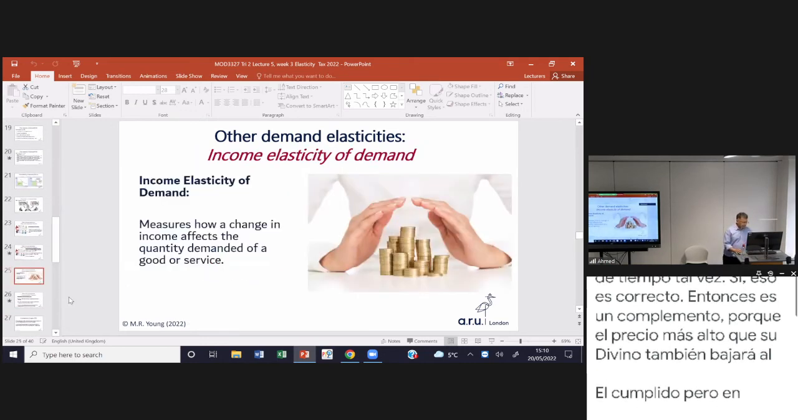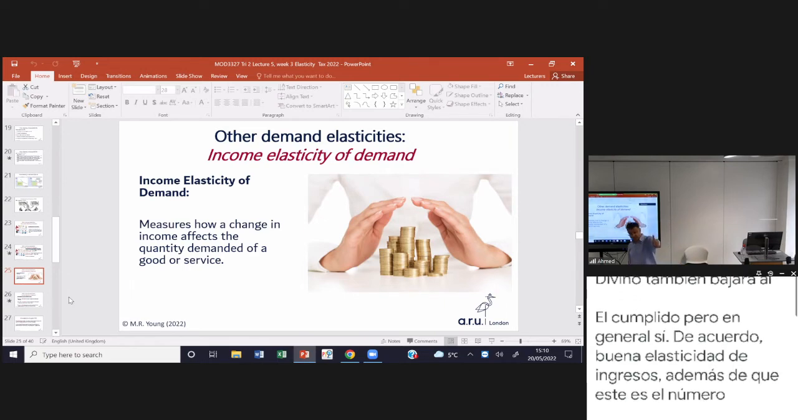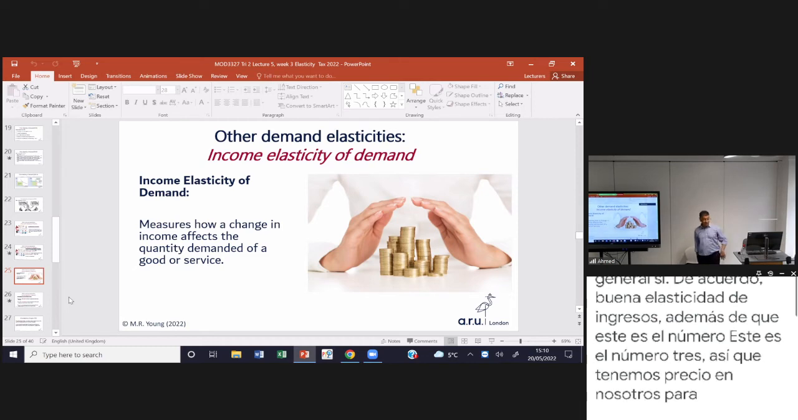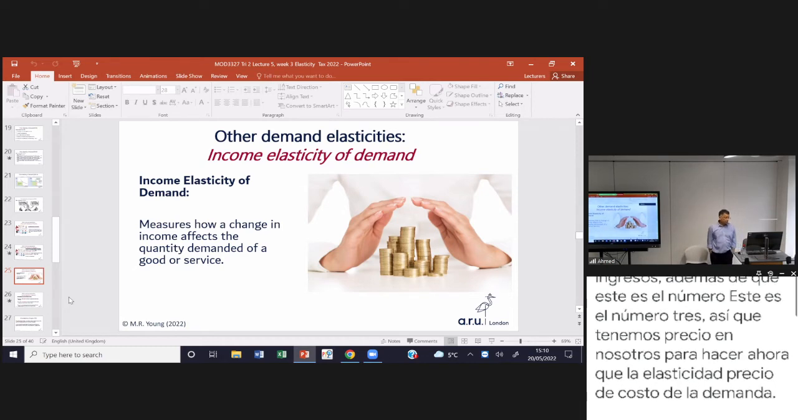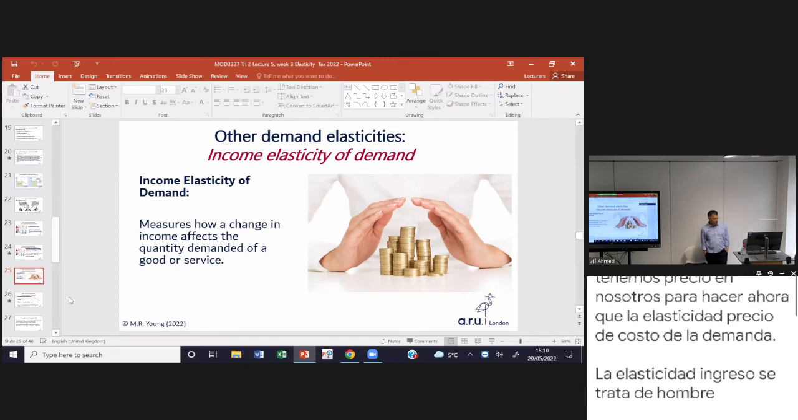Okay, so that was price. How about income elasticity? This is number three. We've got price elasticity of demand, cross price elasticity of demand, and now we have income elasticity of demand. It measures how a change in income affects the quantity demanded of a good or service.